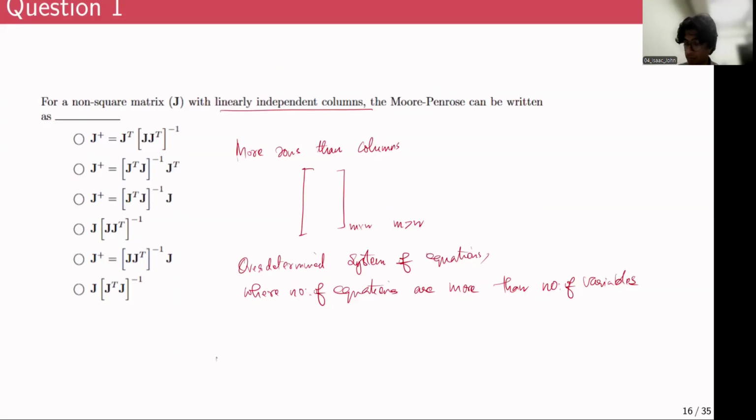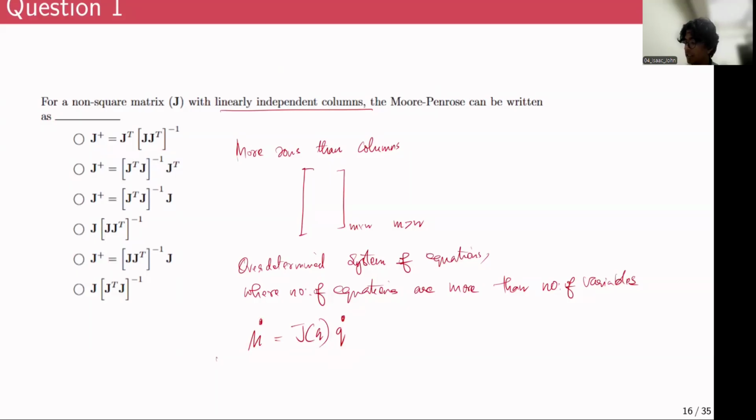If our system of equations can be represented as mu dot equals J of q multiplied by q dot, we cannot have a q dot that will give you this exact equality. We can only give a q dot which would minimize the least square error between mu dot and the right hand side term.